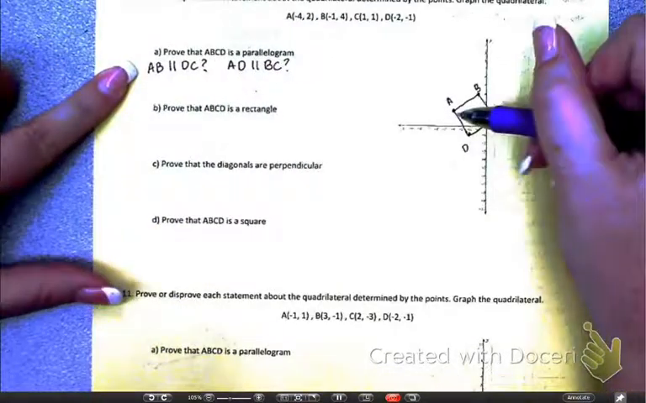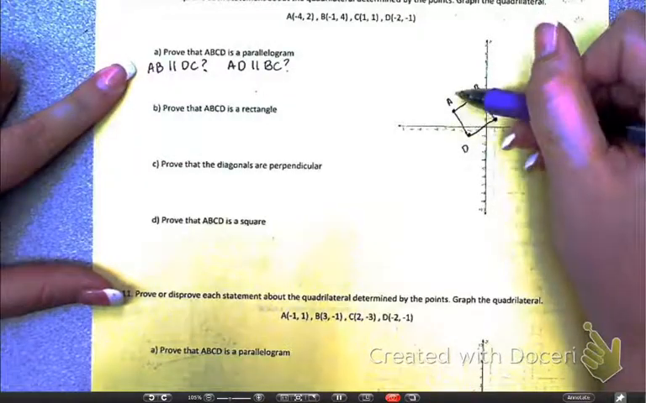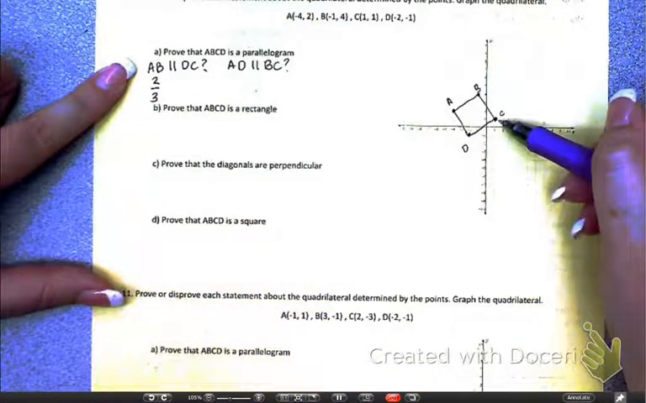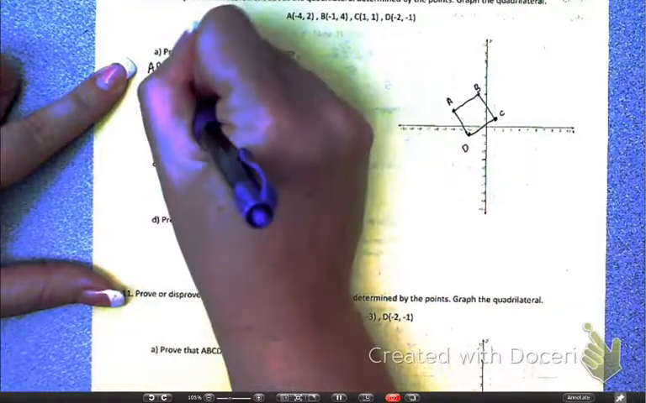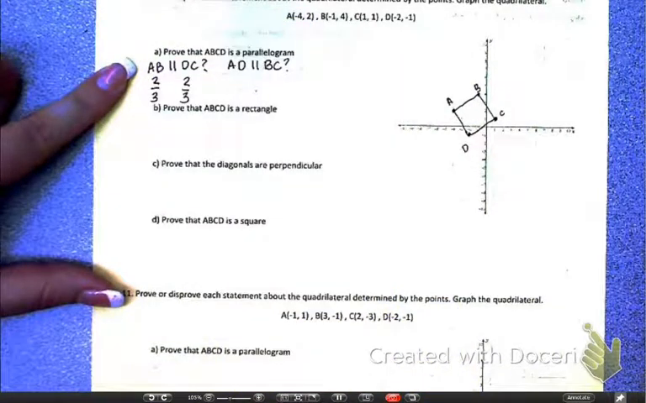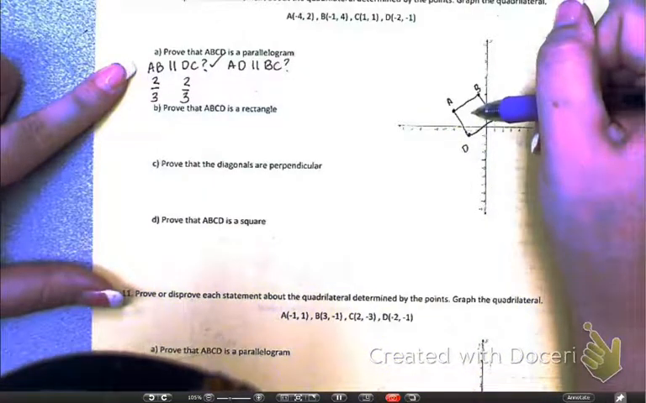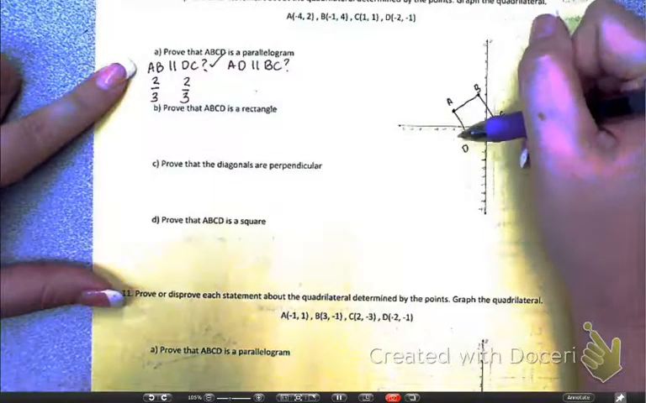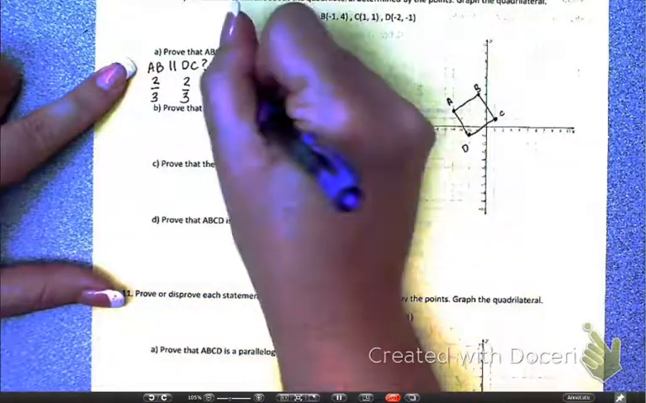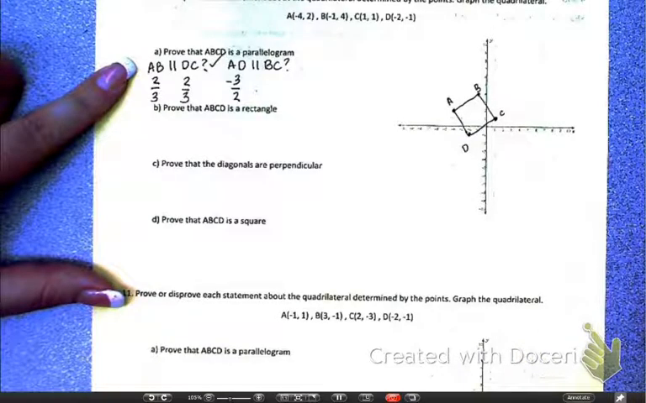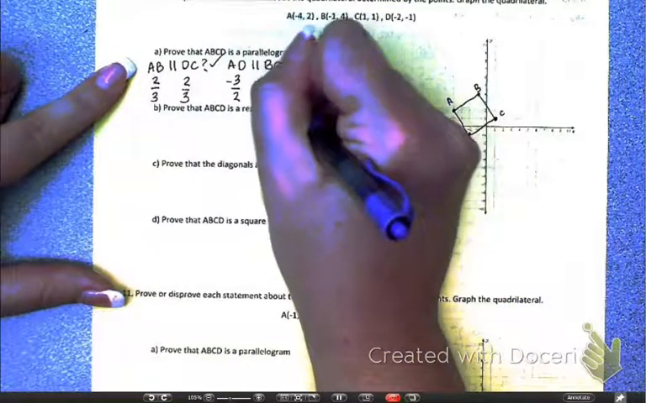I'm going to assume you already counted. What did you get for the slope of AB? Okay, so you go up 2 over 3. What about for DC? Same thing, up 2 over 3. Are AB and DC parallel? Yes. Okay. AD, how many did you go up? You went down 3, okay, and then right 2, so negative 3/2, or you went up 3 backwards 2. Same with BC. Okay, which means these are parallel.